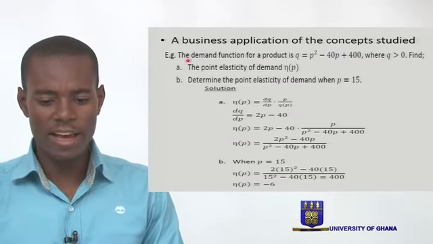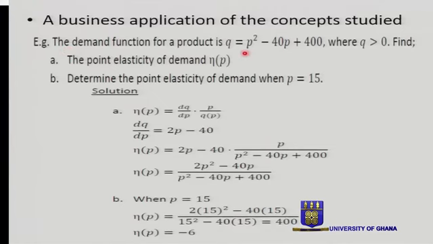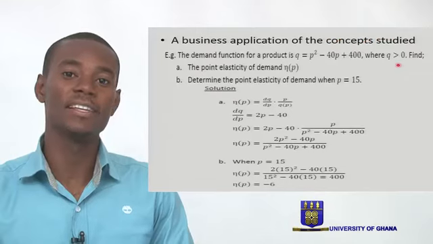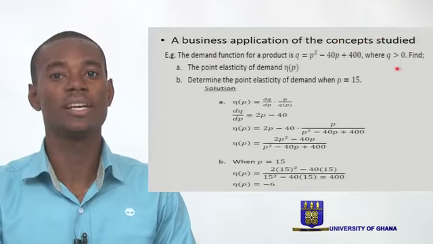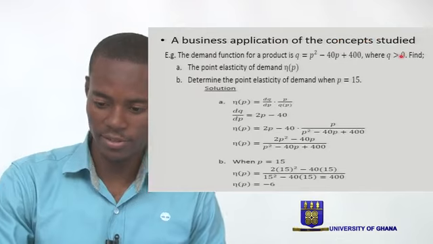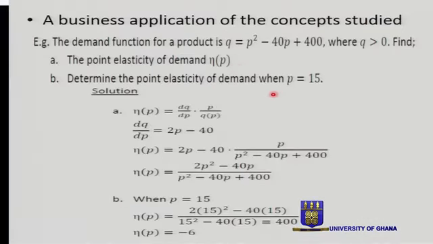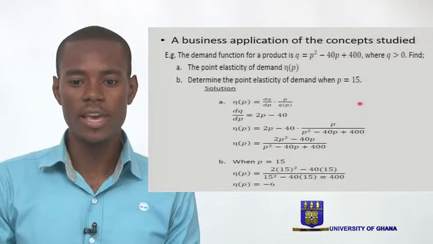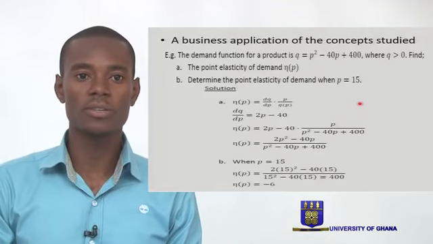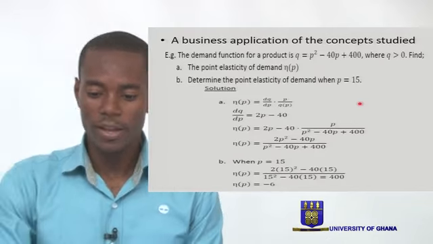Now, basically, we know that elasticity measures the degree of responsiveness of a commodity. So supposing that I have a function, say, the demand function for a product, q = p squared minus 40p plus 400, where q is greater than 0. Of course, when we are talking of quantity, we cannot have a negative quantity. So our quantities must be absolute values, greater than 0. It says find A, the point elasticity of demand, and then determine the point elasticity of demand when P is 15.